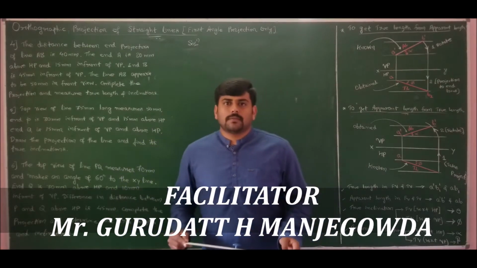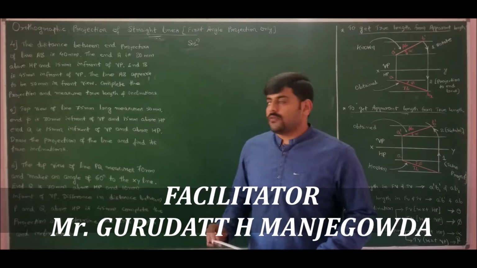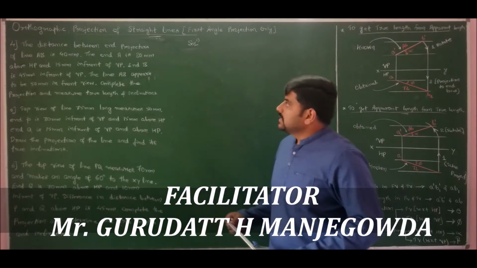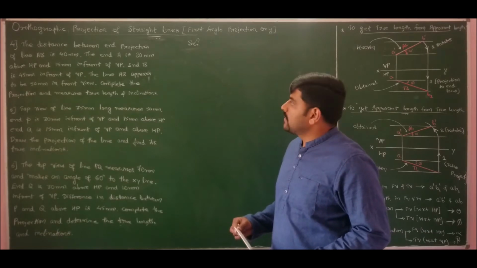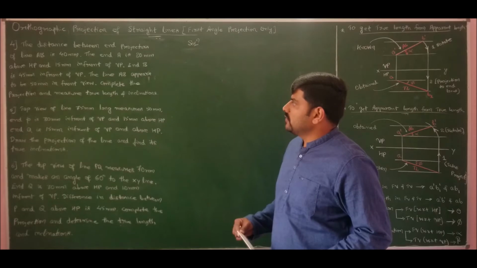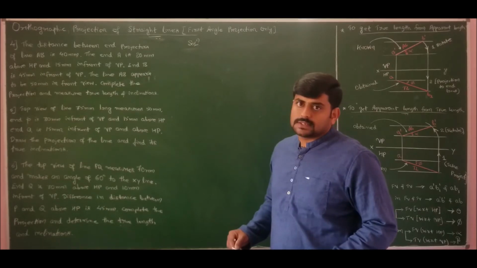first angle projection. The problem number 4 of our discussion states that the distance between end projectors of line AB is 40 millimeters. The end A is 20 mm above HP and 15 mm in front of VP. End B is 45 mm in front of VP. The line AB appears to be 50 mm in front view. Complete the projection and measure true length and inclinations.